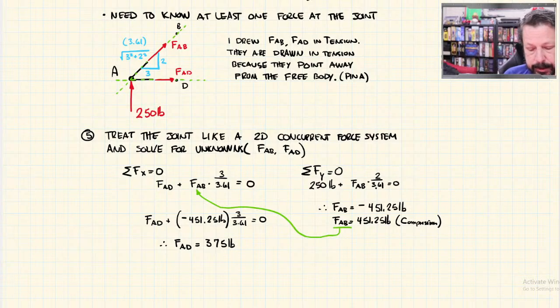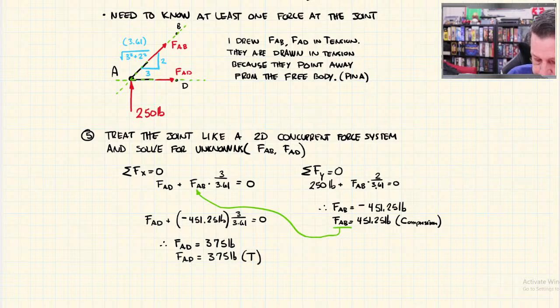Again, I don't want to leave it as just positive or negative, though, because they can mean different things depending on how I drew the original diagram. So I really want FAD equals 375 pounds of tension.